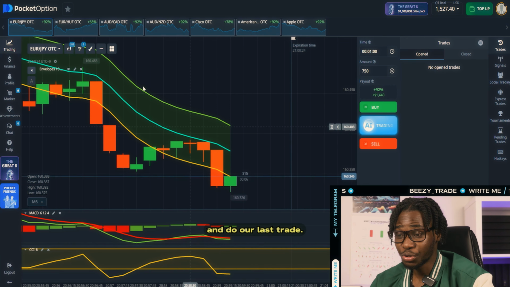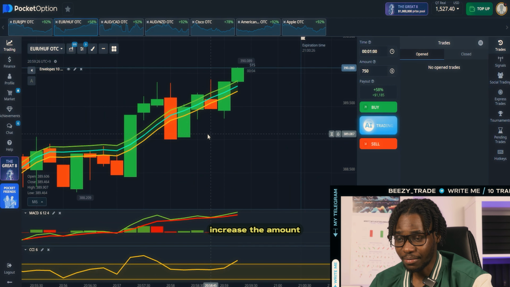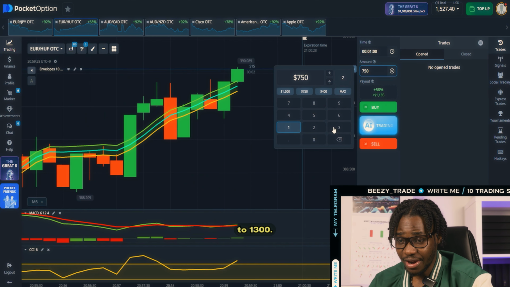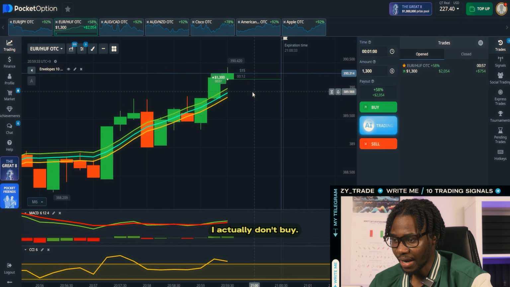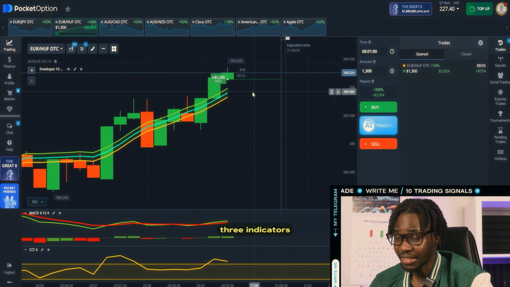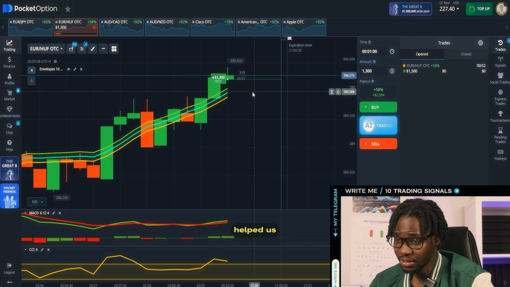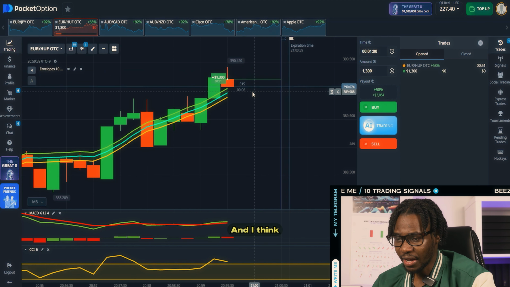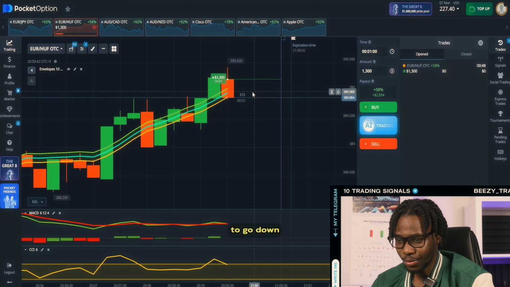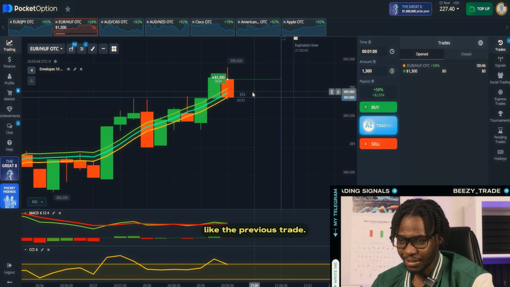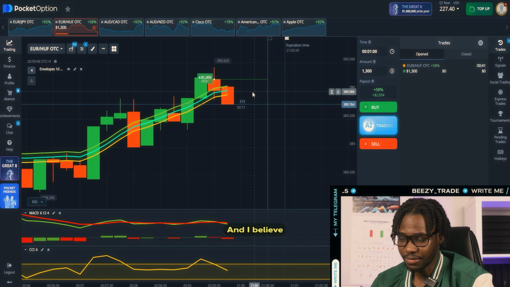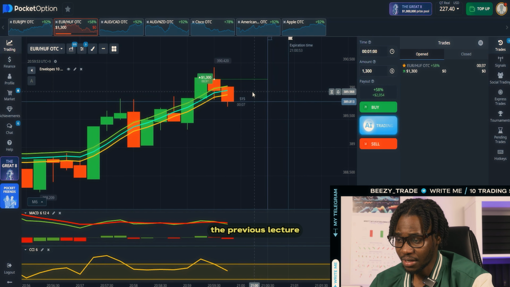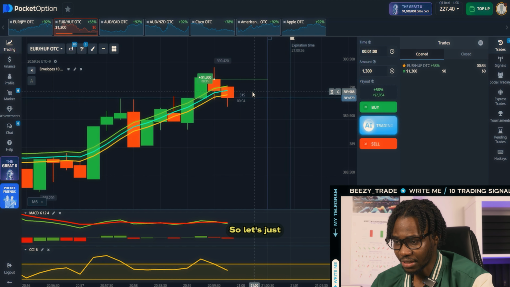So right now, let's go into our last trade. Let's increase the amount to 1,300, and let's place our trade on buy. So right now we've placed our trade on buy, and we have 3 indicators which have helped us in everything so far. And I think now the market has started to go down like the previous trade, and I think we can just wait because we still have more time. And I believe that our strategy is gonna work the way it has been working from the previous trades that we have been having. So let's just wait a bit.